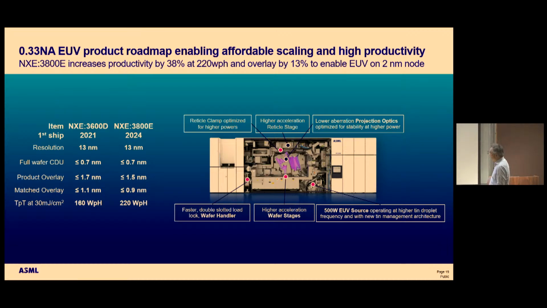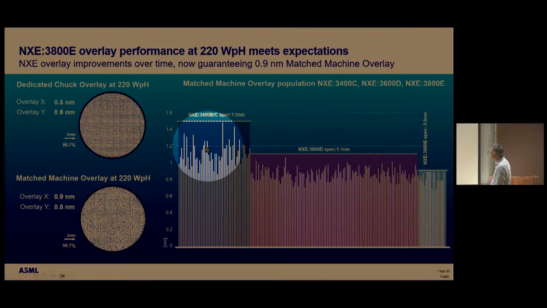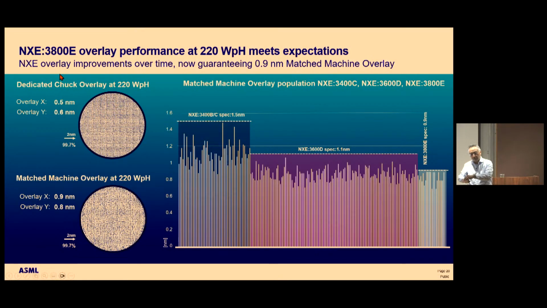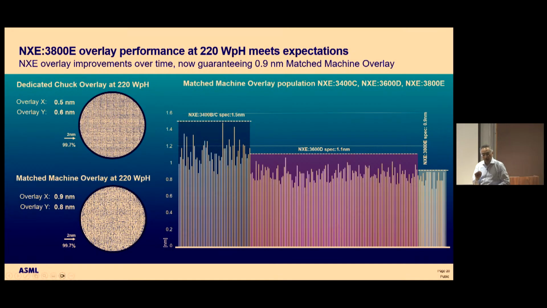This is the 3800, and how did it do? Well, first let me show you some overlay numbers. This is a dedicated chuck overlay, meaning that the wafer gets on one chuck, and you expose it, and it gets on the same chuck, and you expose it again, and you measure the overlay. And this dedicated overlay number is extremely good, 0.5, 0.6 nanometer. I'm not talking about 1 point. Each field has 49 points, 76 fields per wafer times 12 wafers, okay? These numbers came from these many points.